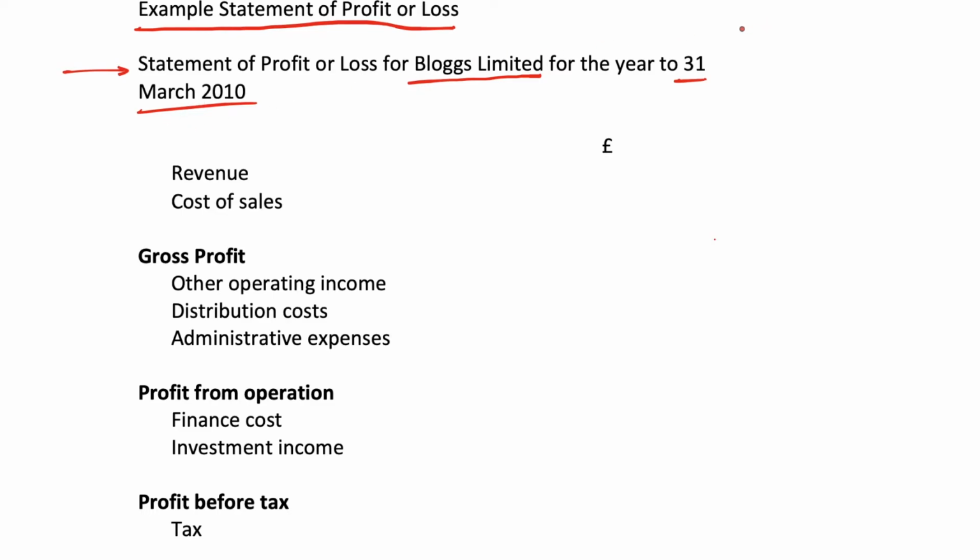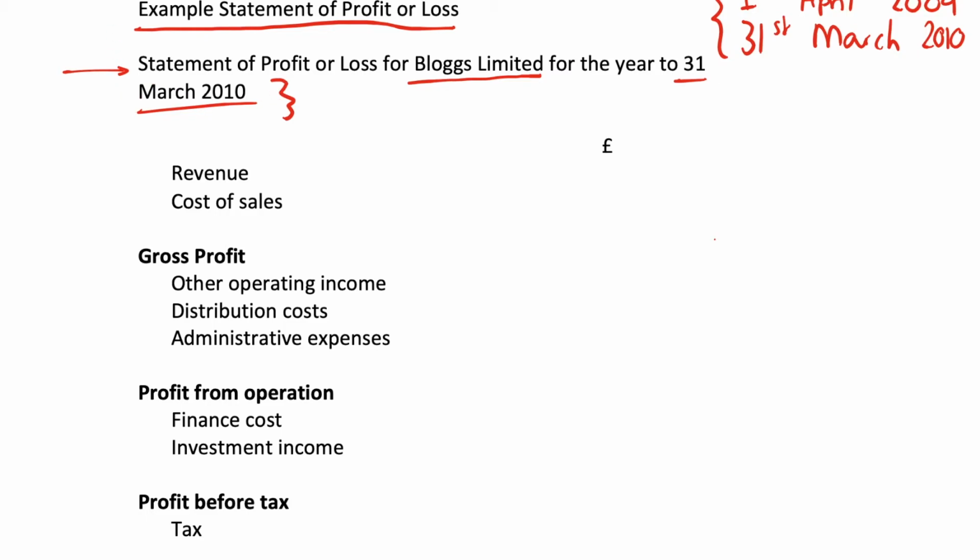What this means is that we have all the income and expenses recorded from, say, the 1st of April 2009 to the 31st of March 2010. So any income and expenses that occur in this period will be recorded in our statement of profit or loss, and then at the end of this accounting period we will bring these all together and have a statement of profit or loss for the year to the 31st of March. And okay, we've put 2010 here, but we'll have one of these every year.